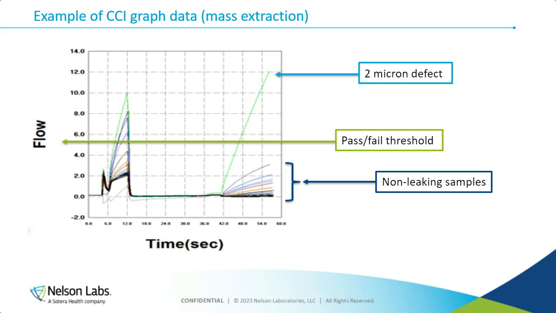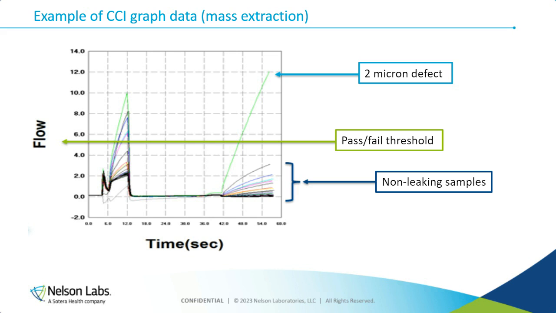That's my pass-fail threshold. That's the number that I am determining by my validation, where anything above that line is a failure and anything below is going to be acceptable. For this method, that pass-fail is about 5.5. And then I have this cluster at the bottom with my darker blue. This is my non-leaking sample.